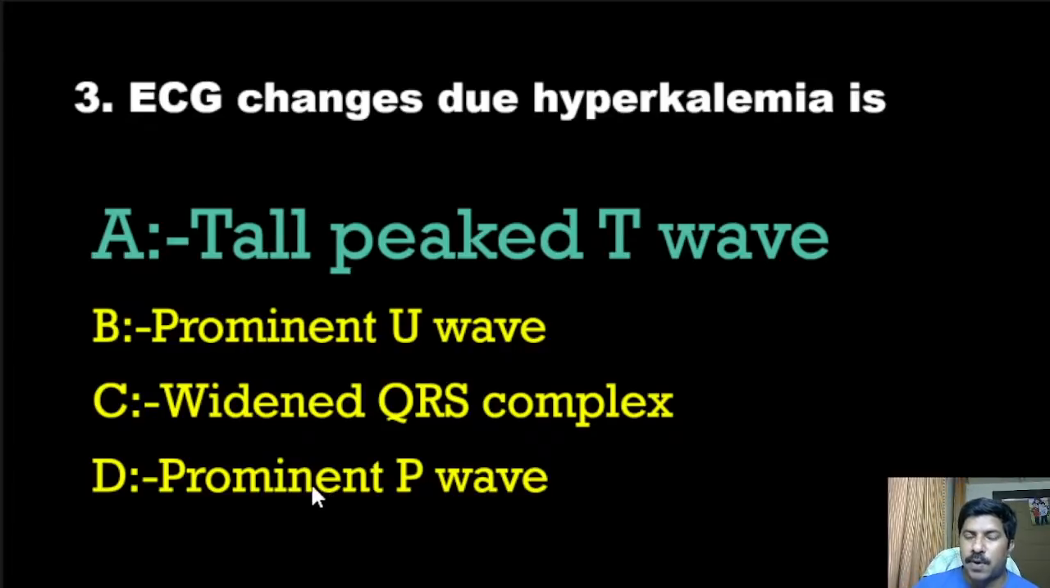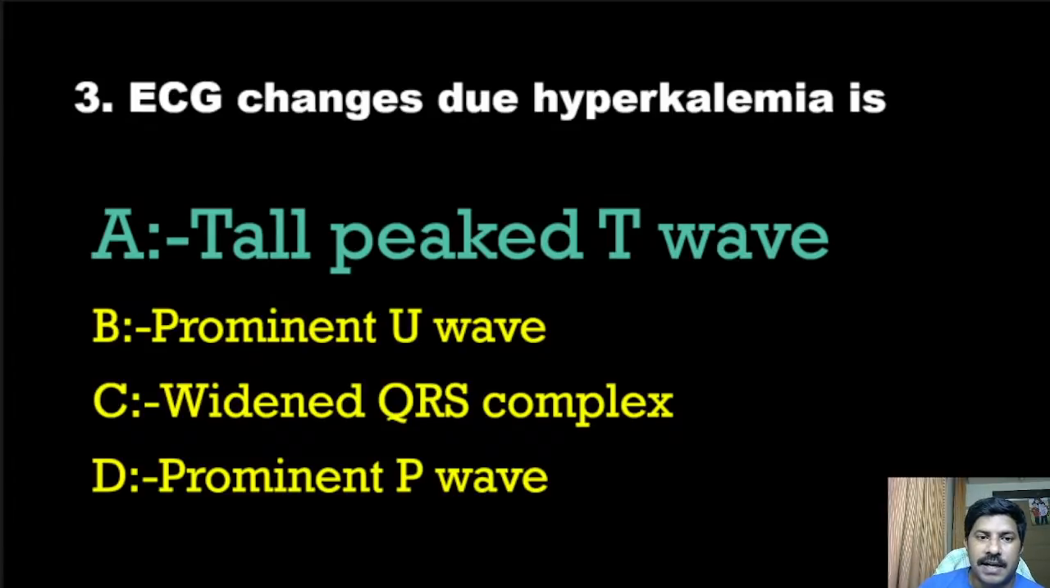At the same time, prominent P wave is seen in enlarged atria, because the SA node is producing this P wave. The prominent P wave, that is the height of the P wave, is higher than the normal one. It is due to atrial enlargement.